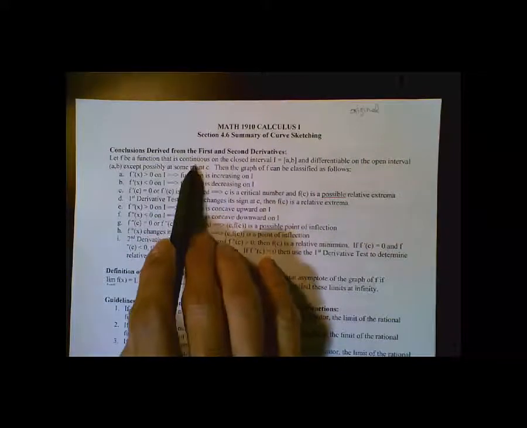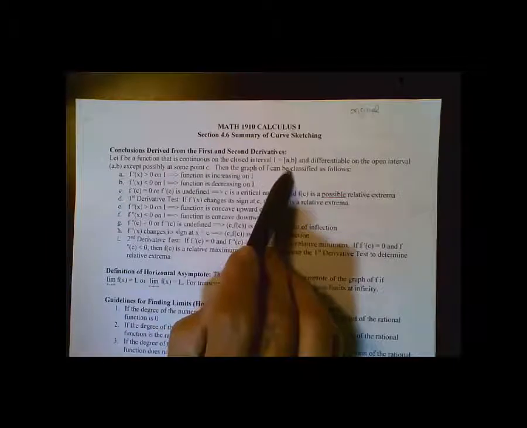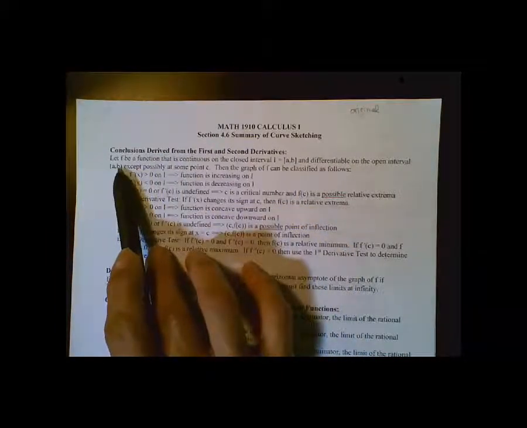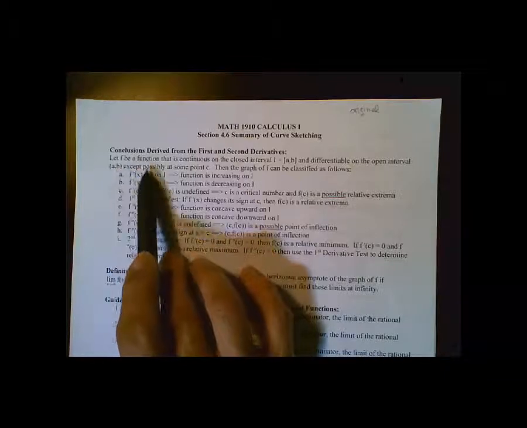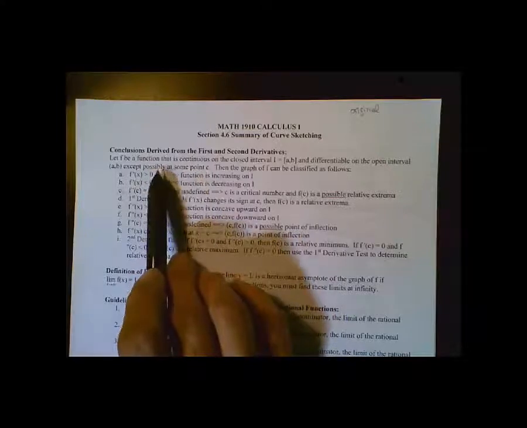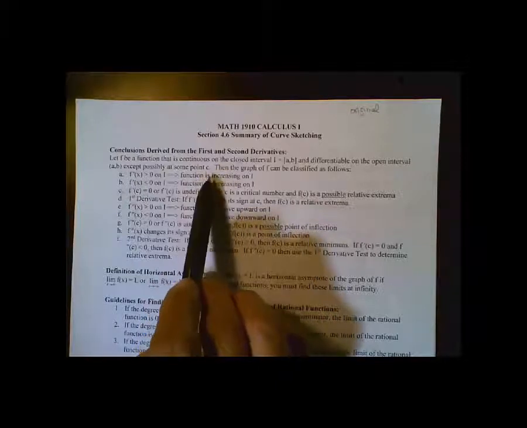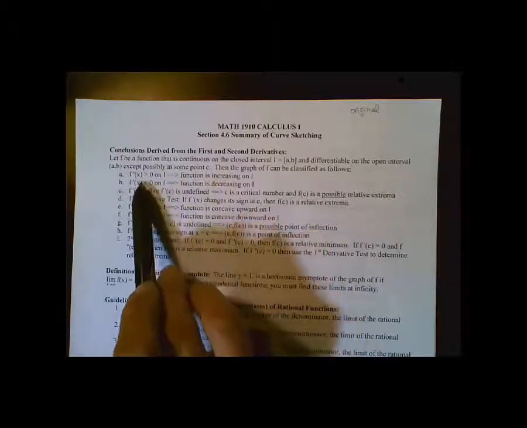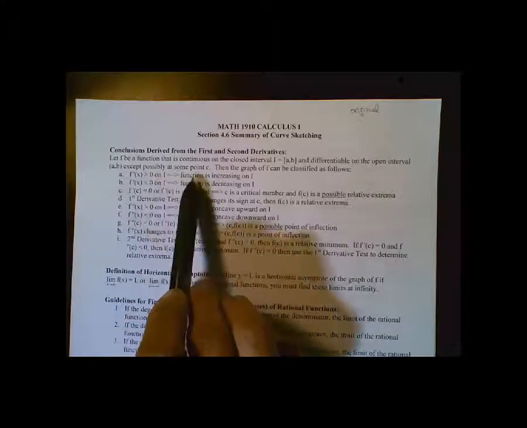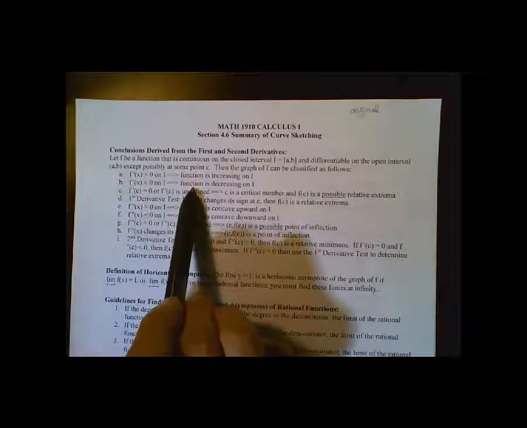If we have a function that's continuous on a closed interval from a to b, that means includes the endpoints, and differentiable on the open interval from a to b, does not include the endpoints, except for possibly at some point c. And we'll talk about why the except possibly at some point c later. Then the graph of the function can be classified as follows: where the first derivative is positive, the function's increasing on the interval. Where the first derivative is negative, the function's decreasing on the interval.